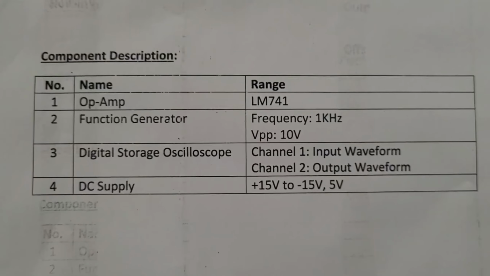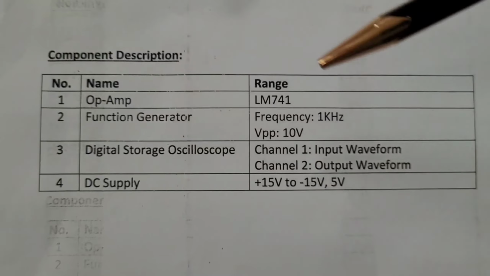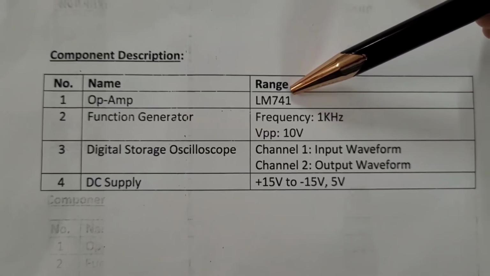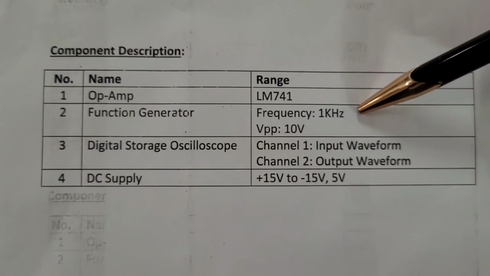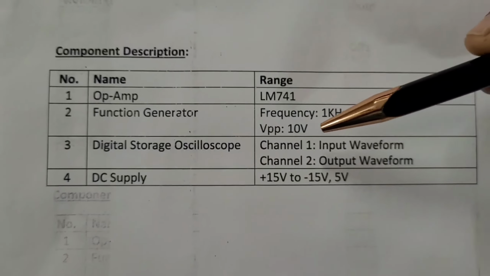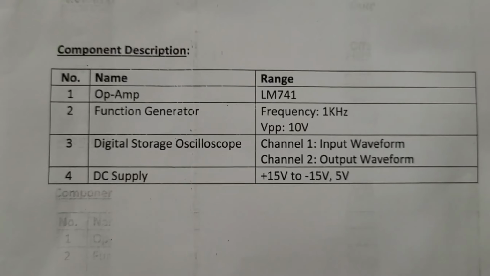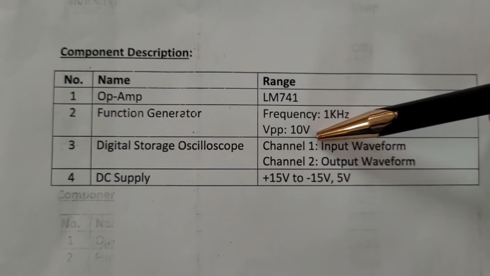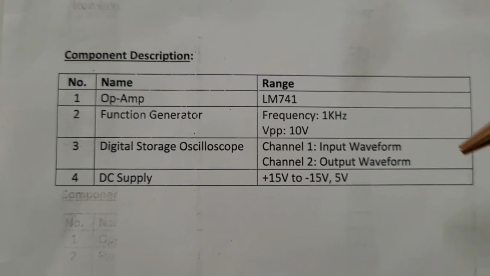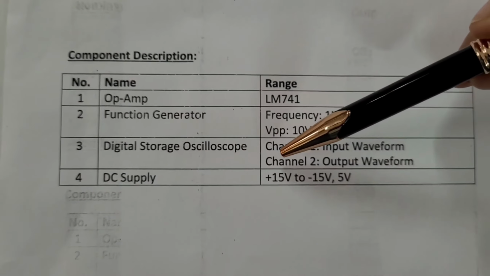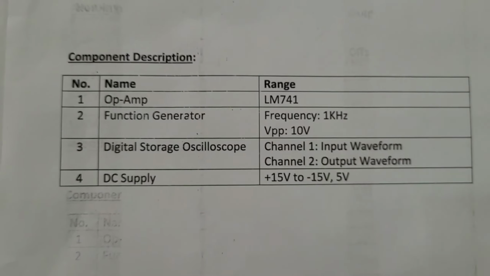The components required for this practical is Opamp. The IC pin number is LM741. Function generator. Frequency will be 1 kHz and peak-to-peak voltage will consider 10 volt. Digital storage oscilloscope, where we will consider channel 1 as input waveform and channel 2 as output waveform. DC supply, we will be using +15 to -15 and 5 volt.